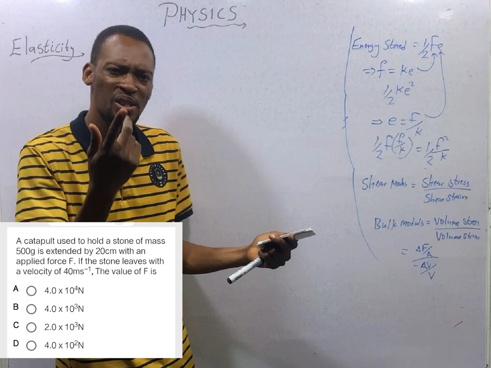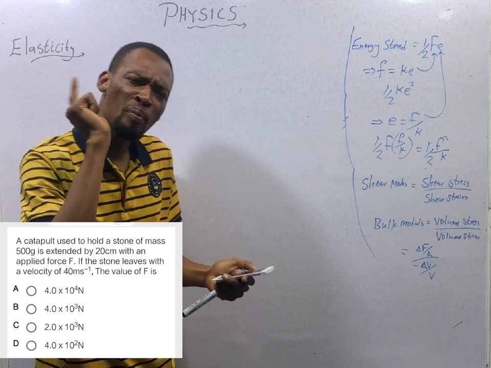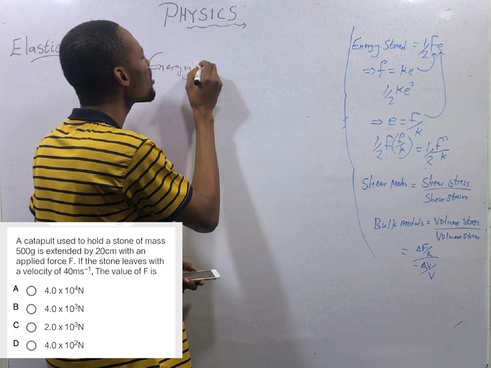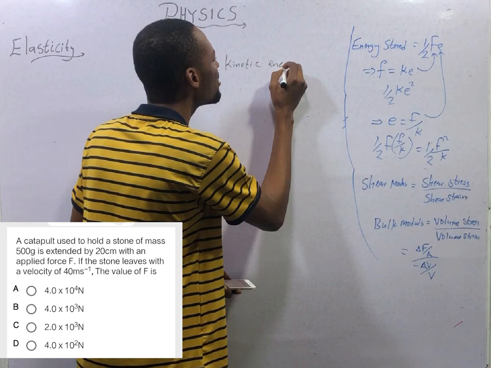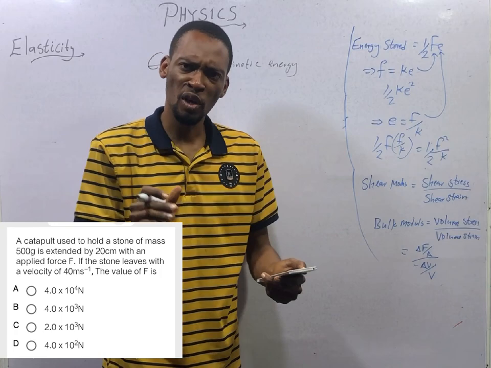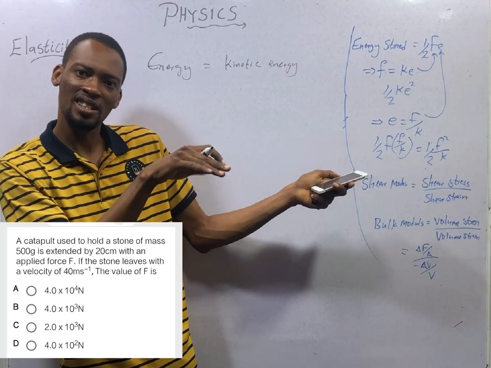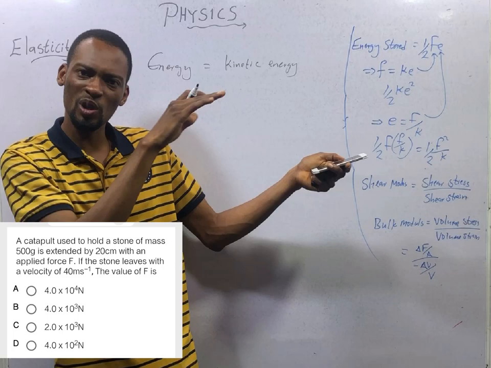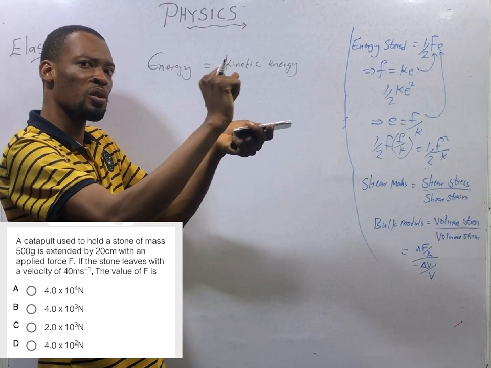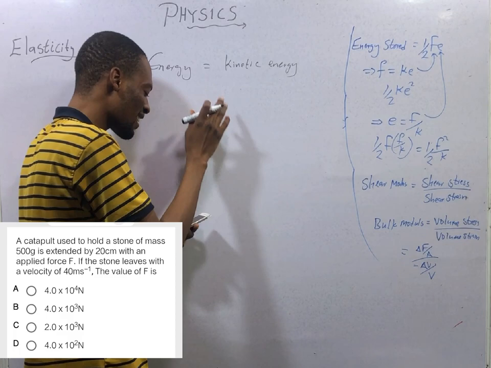The catapult was being projected. At the point of projection, the energy stored equals kinetic energy, because kinetic energy is energy due to motion. Remember the pattern we use for an object launched: just before touching the ground, the kinetic energy of the object equals the potential energy. So, for a catapult, at the point of projection, the energy stored in the catapult, or in the elastic material, equals kinetic energy.